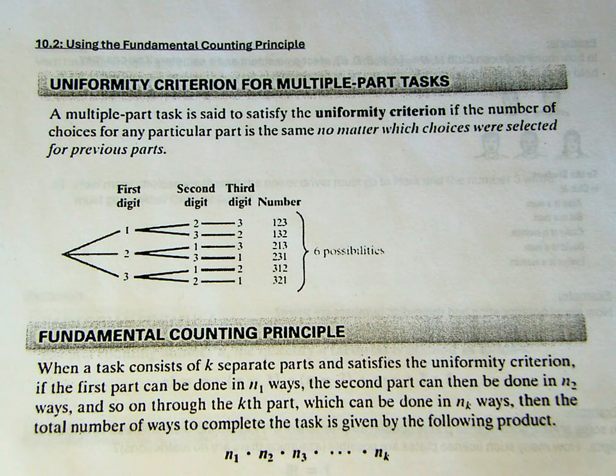So the uniformity criteria says that a multiple part task is said to satisfy the uniformity criteria if the number of choices for any particular part is the same no matter which choices were selected for the previous parts. And so I included, actually it was the last problem that we did in 10.1, the tree diagram for that. This is where we were making 3-digit numbers without repetition.